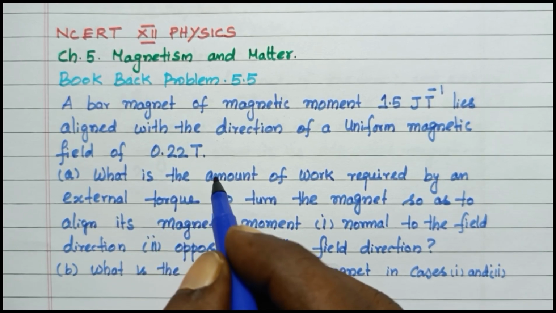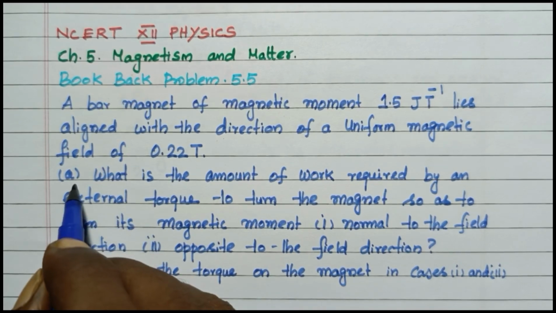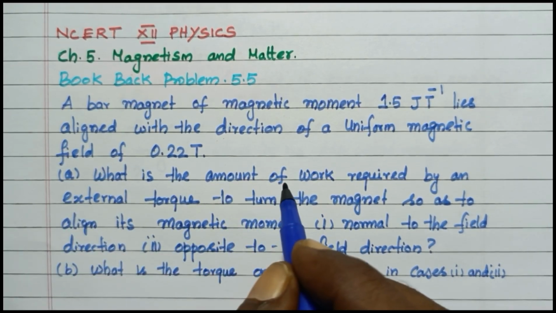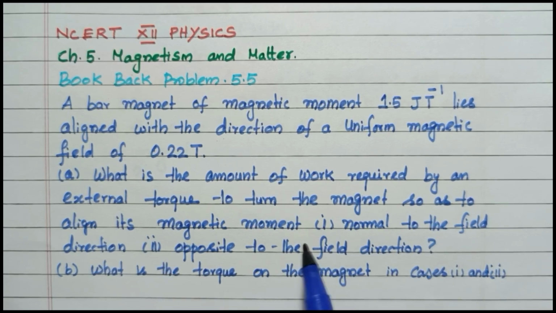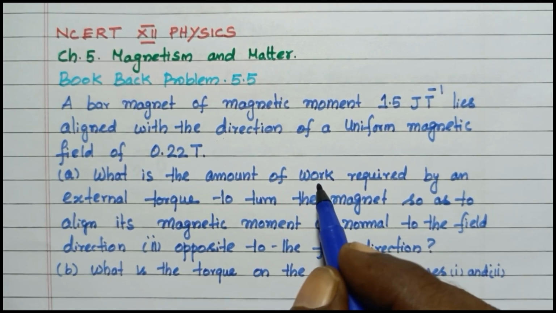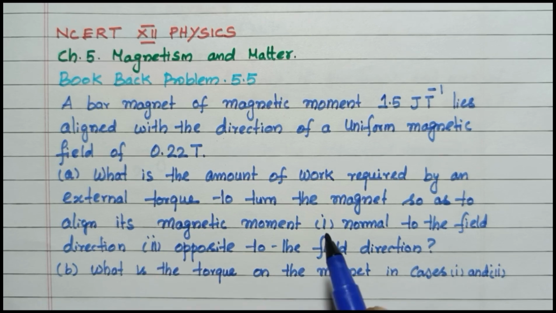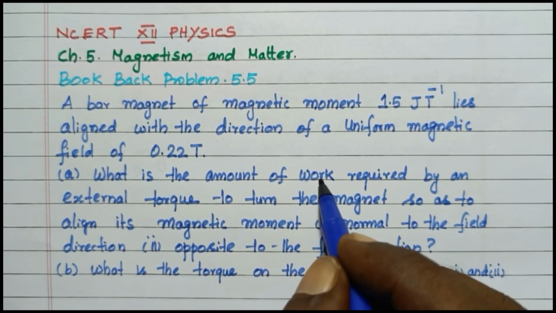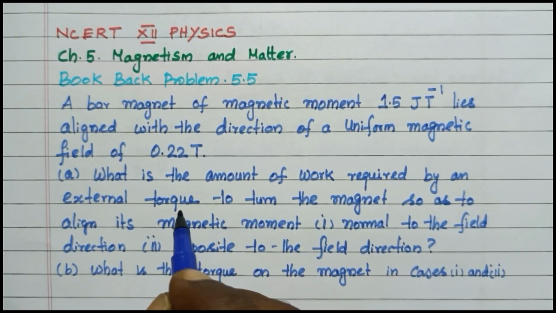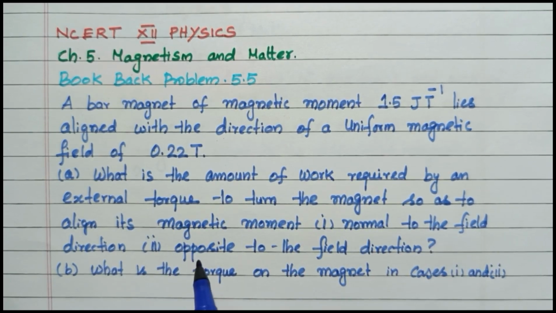What is asked? There are two subdivisions. In the first subdivision, we have to find the amount of work required by the torque in two cases. In the first case, to turn the magnet normal to the field, and in the second case, to turn the magnet opposite to the field direction. In the second subdivision, we have to find the torque on the magnet in these two cases. Let us see how to solve this problem.